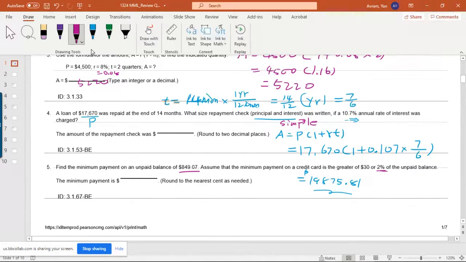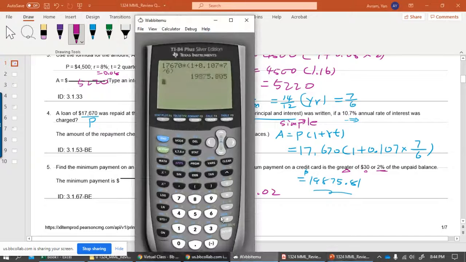So that means if 2% of this one is only $20, your minimum payment will be $30, right? But if 2% of this one is greater than $30, you will need to pay the greater one. Like if 2% of this one is $50, you will need to pay the $50 because it's the greater one. Okay, so we're gonna go ahead and calculate this one right here. 849.07 times 2% is 0.02, right?